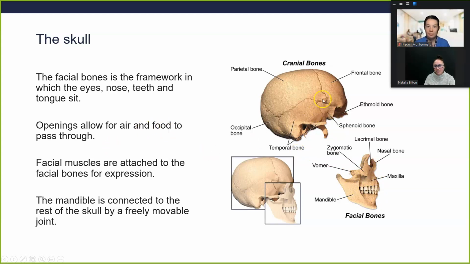Don't forget that over the top of your skull sit your facial muscles. So make sure you know that you've got your skin, your facial muscles, and then your skull under that.